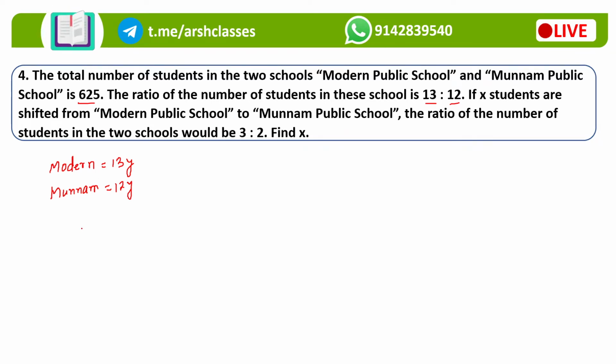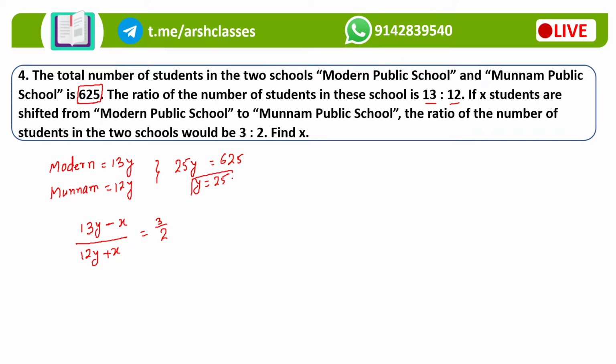There are 13y students in Modern. If x students shifted, that means what? Minus x. If we subtract, minus x. And definitely this x will get added into the Munnam, upon 12 times of y plus x. Then you will get the relation as 3 by 2. Okay. Now, let me also tell you, guys, as you know that the total number of students in these two schools are given as 620. So if you add these two, that is 13y plus 12y, this becomes 25 times of y, and that will be as 625. So from here only you will get the value of y.